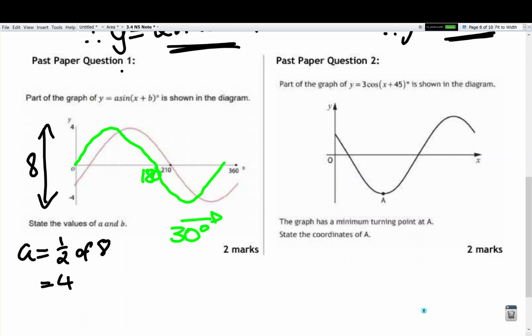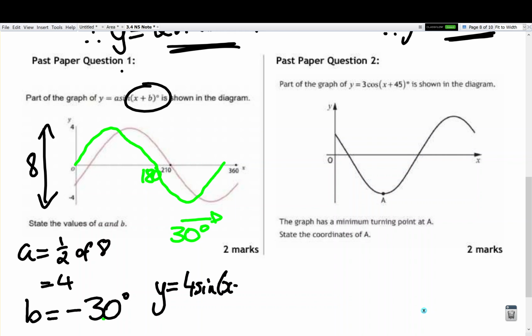So how would I get it back to where it should be? I would have to subtract 30 degrees. So actually in that bracket, it needs to be x minus 30. If it's x plus b, that means b has to be negative 30. So either write the values of a and b, or you can just write down what the formula should be. So it should be 4 sine of x minus 30 degrees.